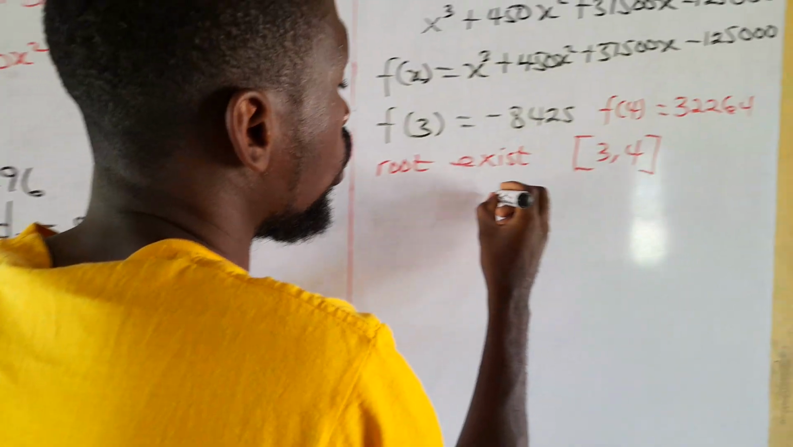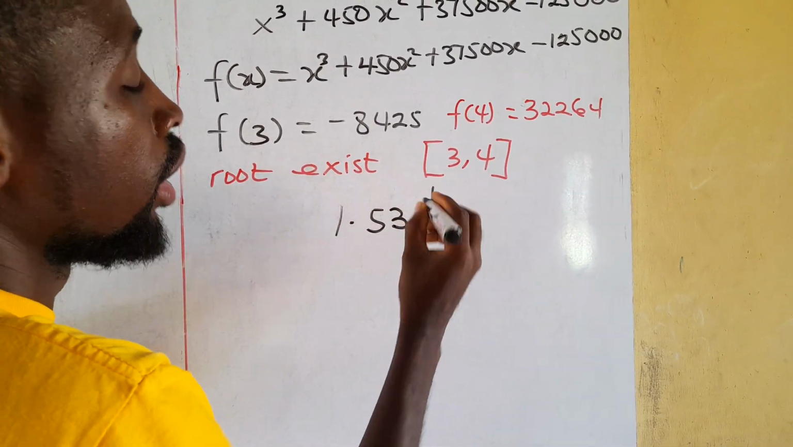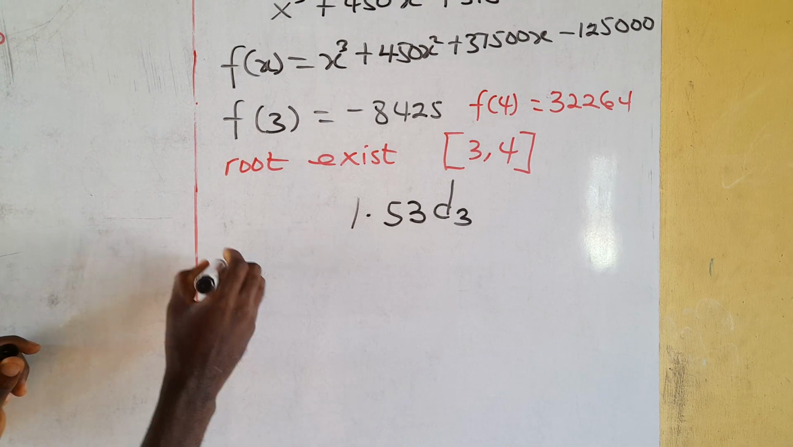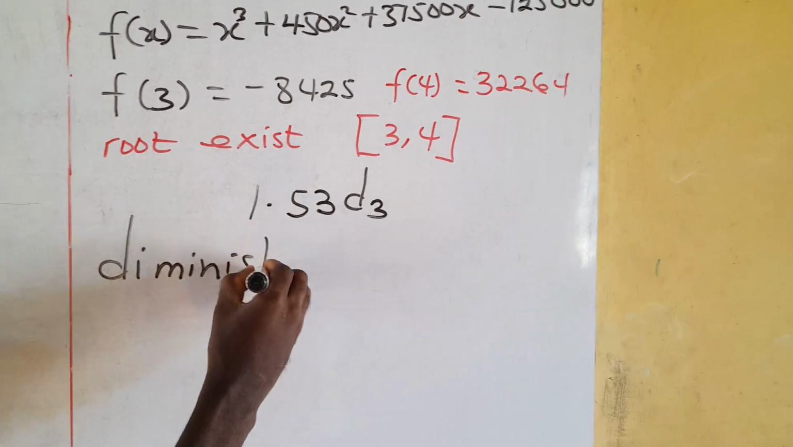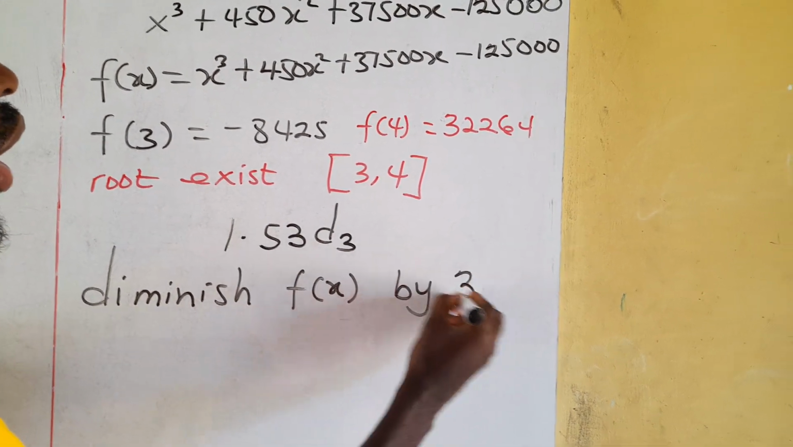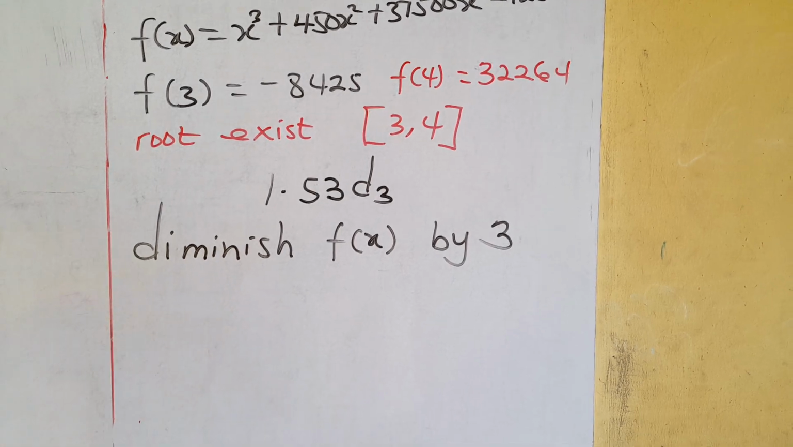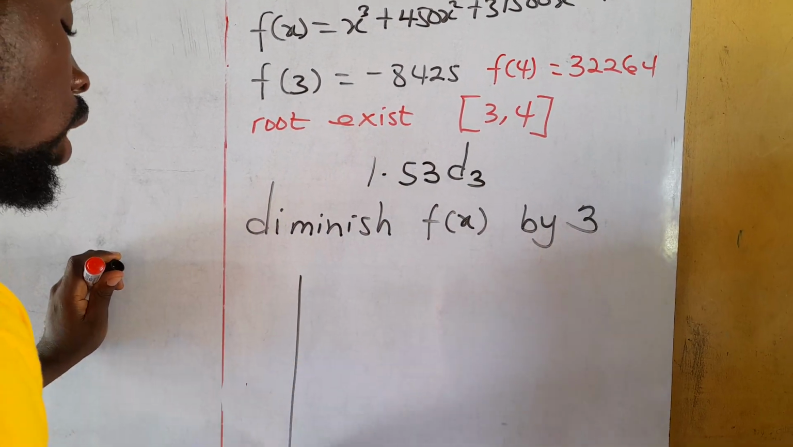So now we have 1.53 D3. So we need to find a great 3 again. So we diminish our f of x by 3. So how do we diminish? So we use the table again.